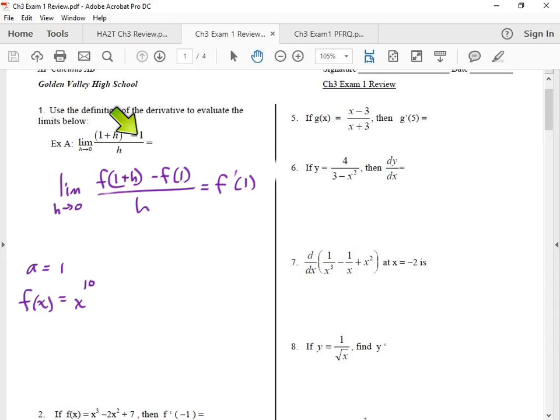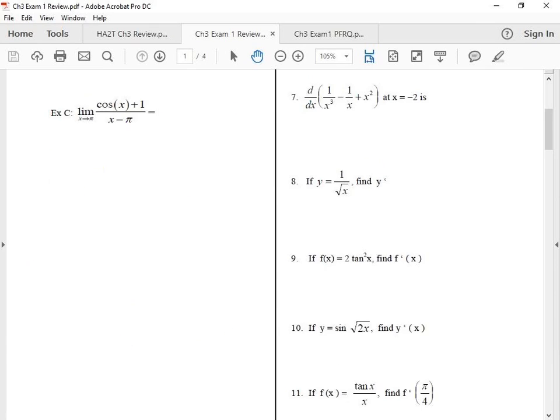Is everybody still with me? Okay, so my goal was to identify the a and the f. If I identify the a and the f, I can just find f prime now. What's f prime? 10x to the 9th. And then I could plug 1 into it to find my answer. What? That's all? Yeah. That's your answer.